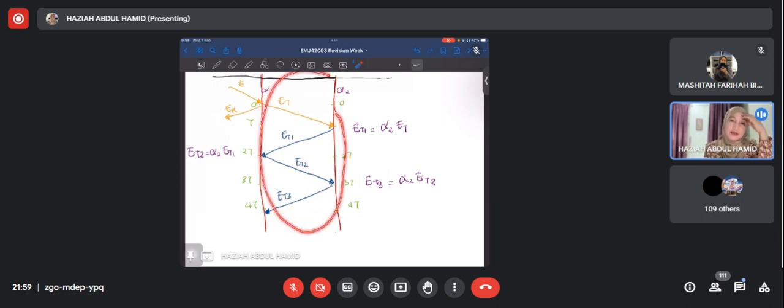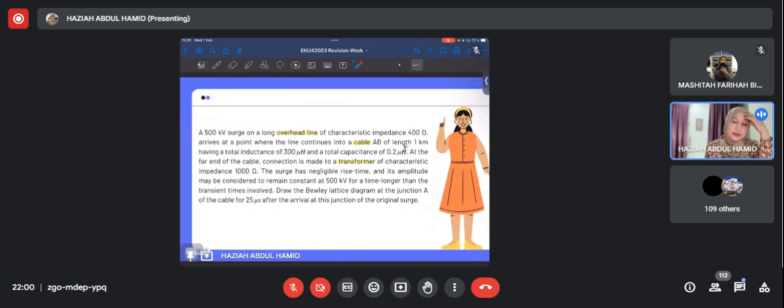What happens in this cable is reflection. Because if it is only in the cable, that means reflection only. We are only interested in reflection. But we first need to know the first wave that enters the cable, before we can begin the reflection and everything in the cable. So in order to obtain the first surge that enters the cable, we have to look at the question.